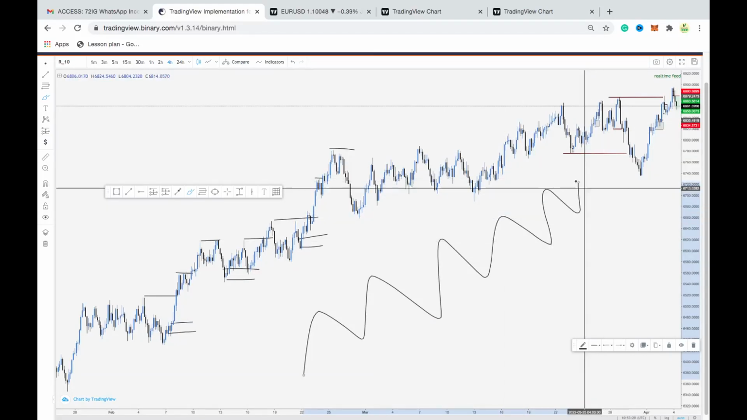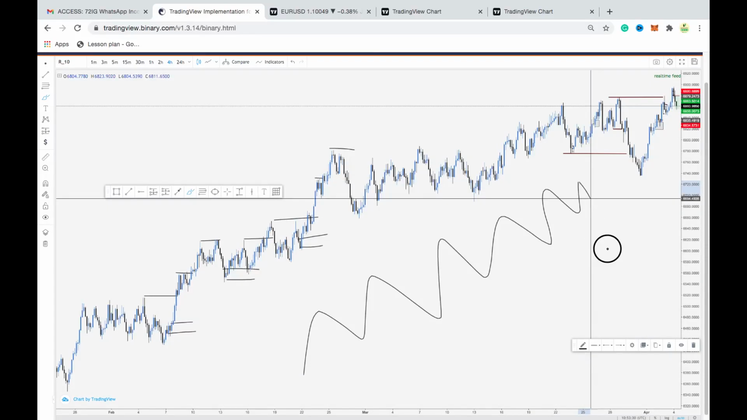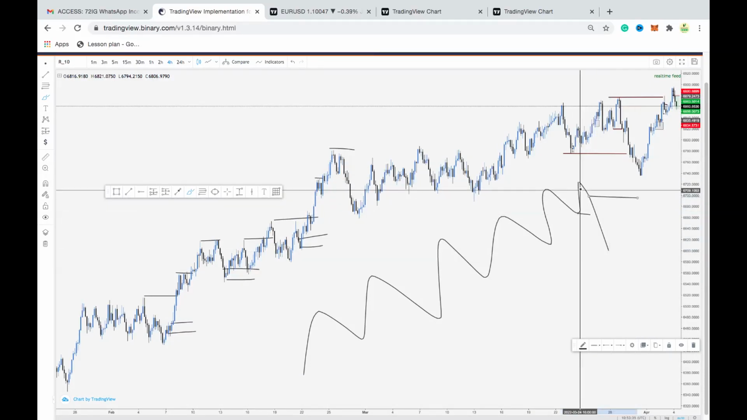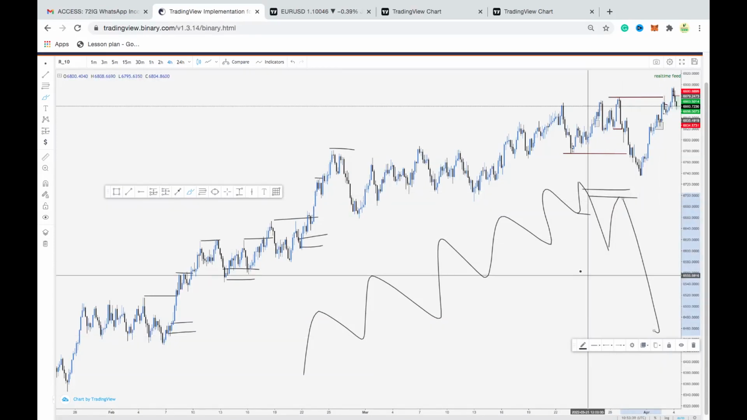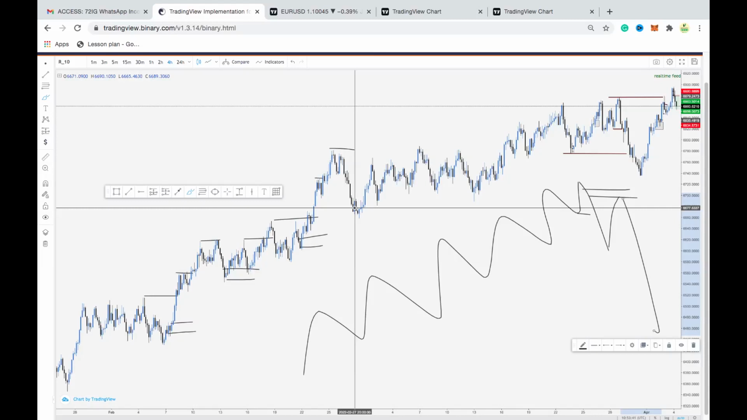Till you get to what we call a change of character, where the market breaks a higher low. We wait for the market to return to a supply level, and then we take our sell trade from that.